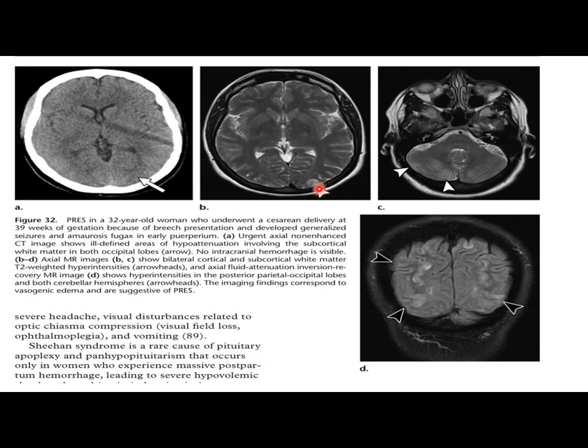On MRI it appears hyperintense. Also there is bilateral hyperintensity on T2 and FLAIR, and sometimes it causes infarction, which is hyper on T1 and FLAIR and becomes low on ADC. At that time, this is a case of infarction, but this is a case of posterior reversible encephalopathy.